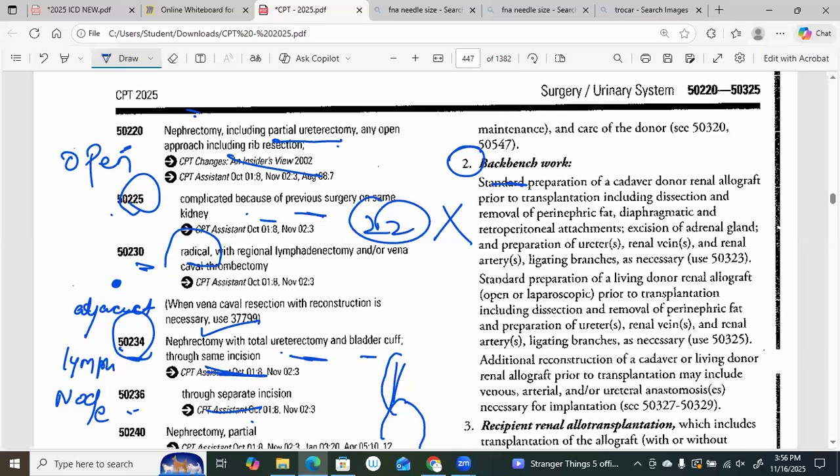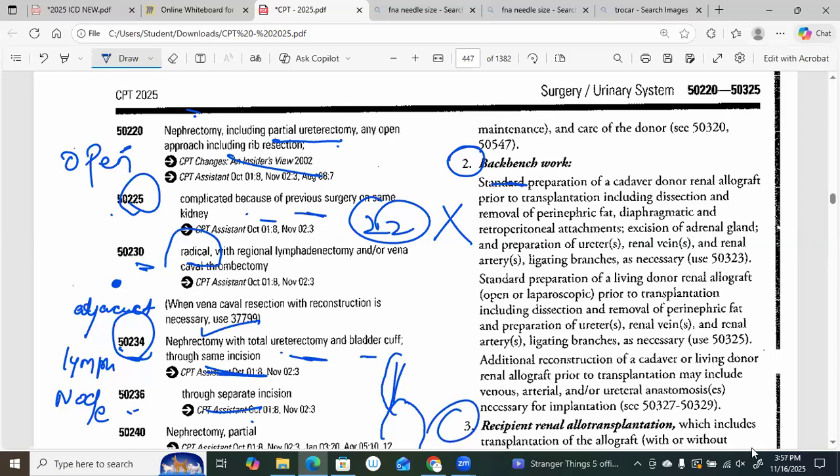So the standard backbench preparation of the living donor renal graft, whether it's an open or the laparoscopic approach, we have two types. And prior to transplant, we have to dissect them, remove the perinephric fat, we have to prepare the vessels, and then we have to ligate them. So these are the backbench procedures.